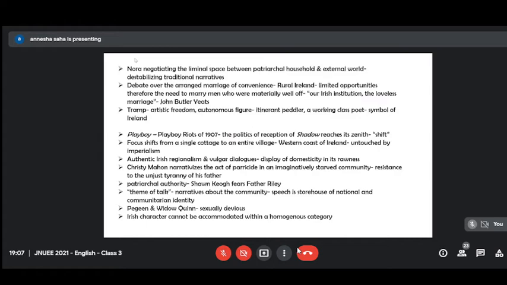So the marriage of convenience becomes important in rural Ireland because of the socio-political economic conditions. Young women are married off to older men because older men have lands and some kind of social capital. So these women's families would think that their daughters' financial concerns would be secured. That was one of the motivations for marriage, and this is something that you need to keep in mind.